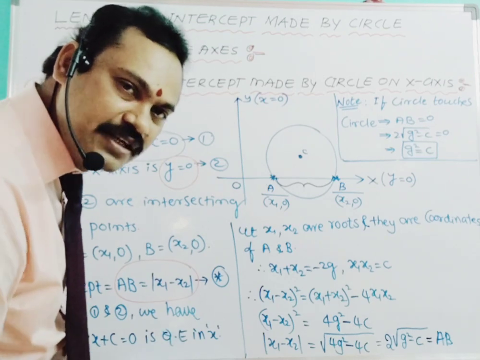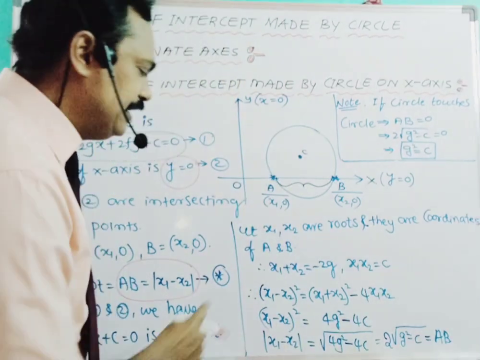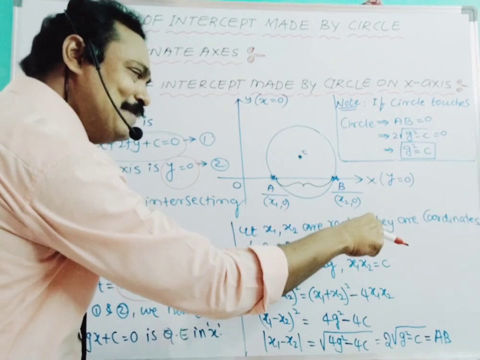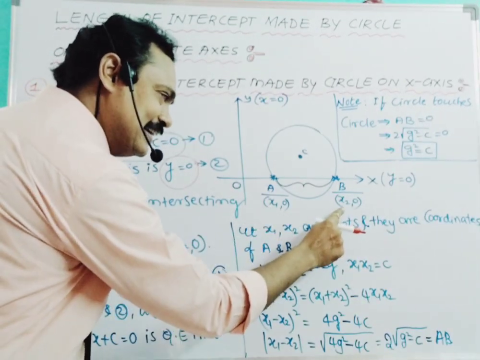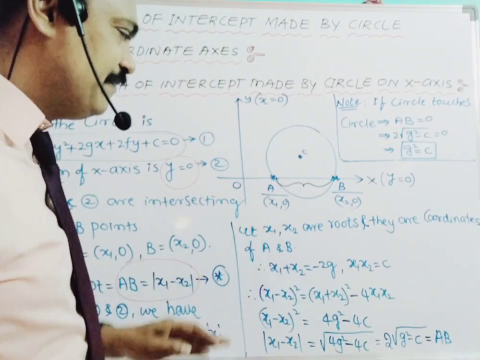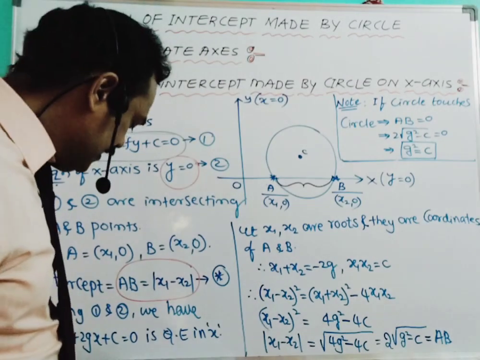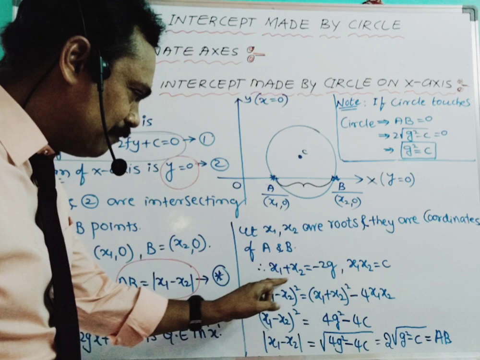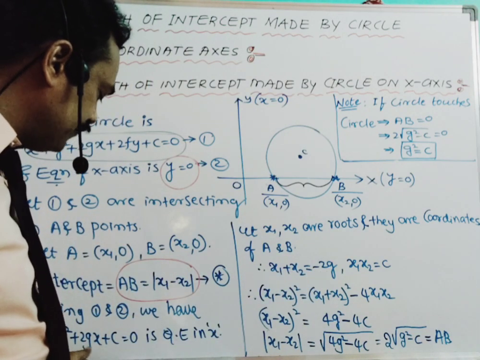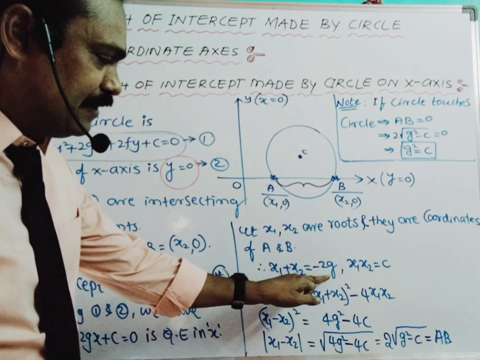How many roots exist for this quadratic equation in x? 2 roots exist. Let x1 and x2 be the roots, and they simultaneously represent the x coordinates of point A and point B. Is it clear? Right. Now the sum of the roots is minus b by a. Here the x square coefficient is 1, that is a, and the x coefficient is b. Minus b by a means minus 2g by 1, that is minus 2g.